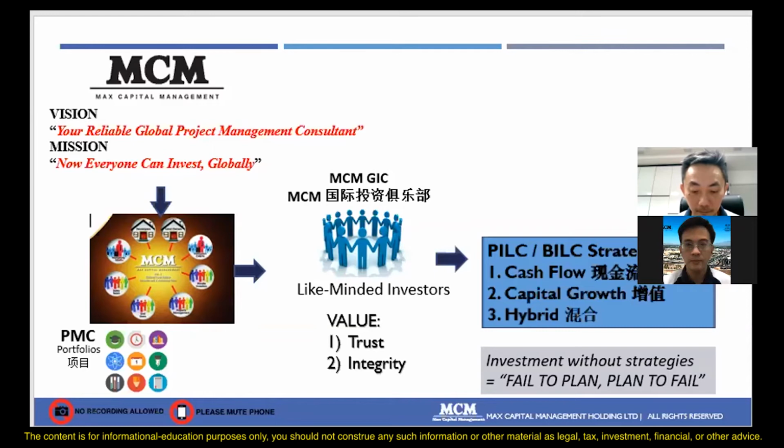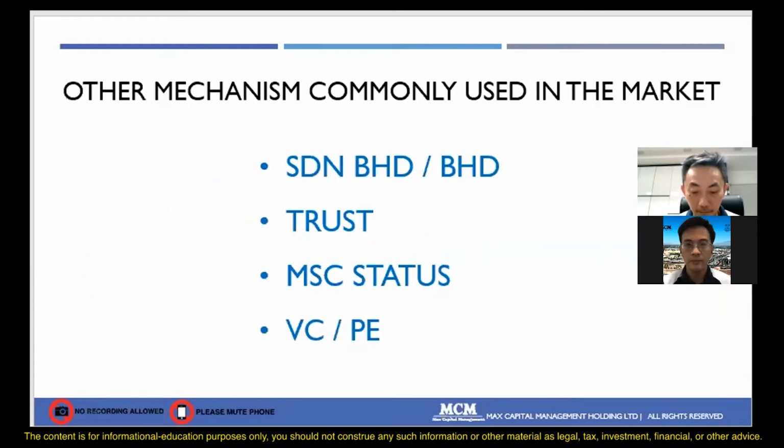Okay, so the value we always follow here is basically trust and integrity. We work hand in hand. We trust each other. We work together. We try to give the best to one another. And you can see also down there, fail to plan is equal to plan to fail. All right, this is also very important.